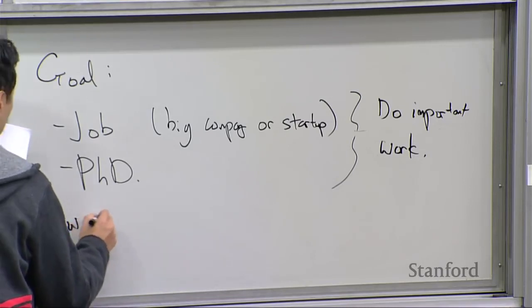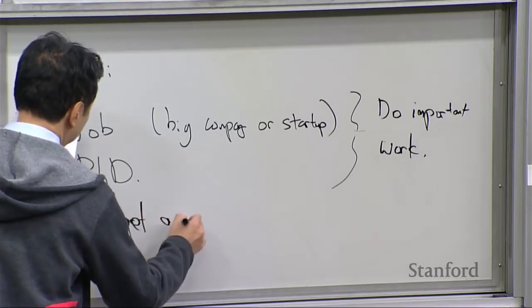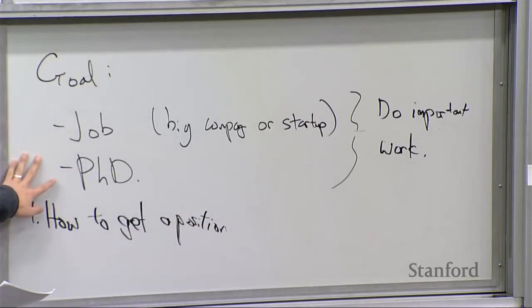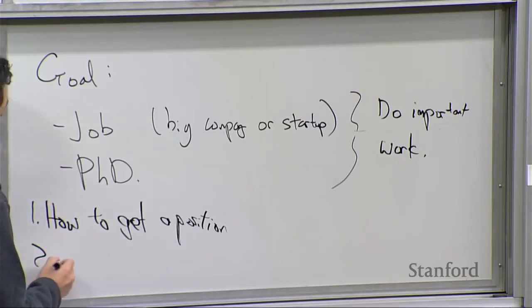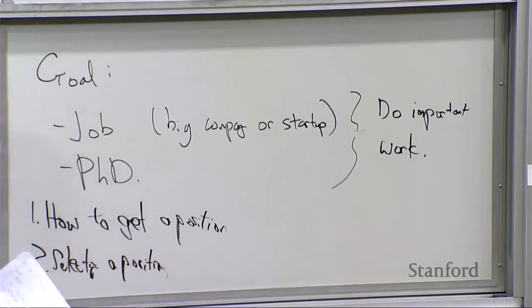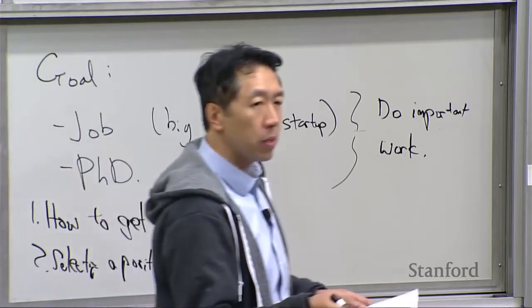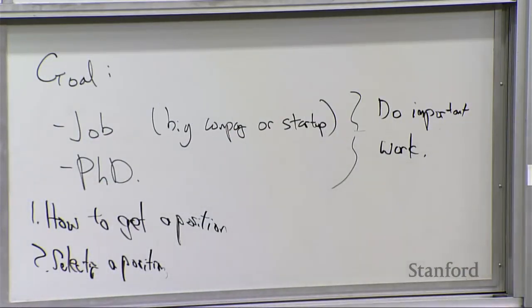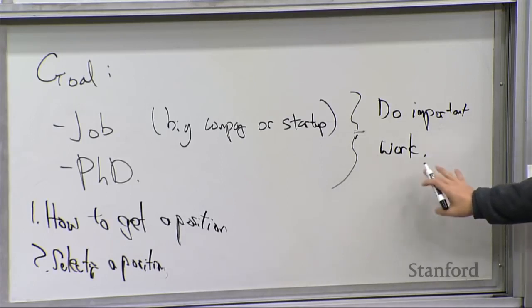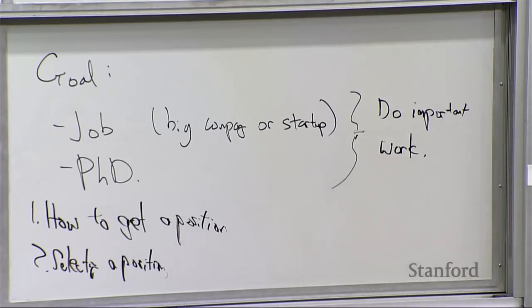One is just, how do you get a position? How do you get that job offer, or how do you get that offer of admissions in the PhD program or admissions in the master's program or whatever you want to do? And then two is selecting a position. Between going to this university versus that university, or between taking the job in this company versus that company, what are the ones that will tend to set you up for long-term personal success and career success? And by the way, I hope that all these are just tactics to let you do important work, right? At least I hope that's what you want to do.